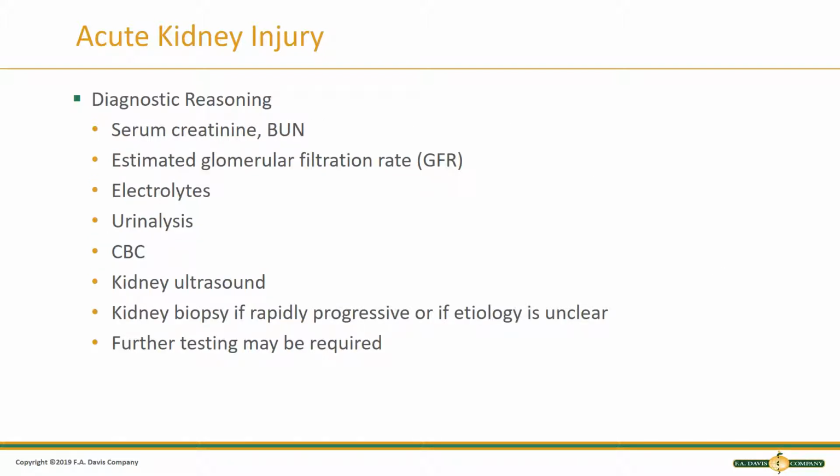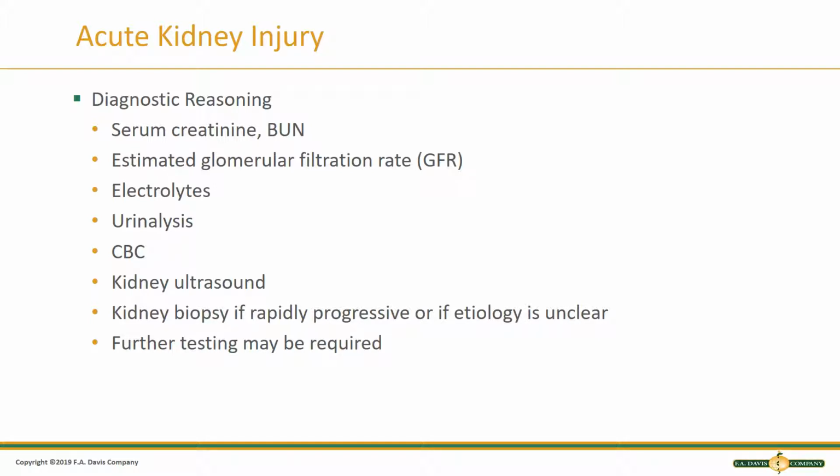Additional objective data you're going to want to get. On a basic metabolic panel or a comprehensive metabolic panel, quick blood test, you'll be able to look at serum creatinine and BUN. Diagnostic criterion for acute kidney injury is a rise in the creatinine greater than 0.3 milligrams per deciliter within 48 hours after the injury, or the creatinine raises 1.5 times above the patient's baseline within a 7-day period of time.